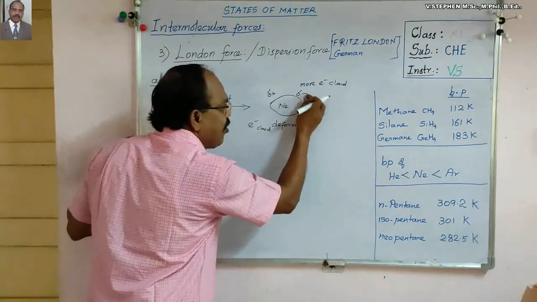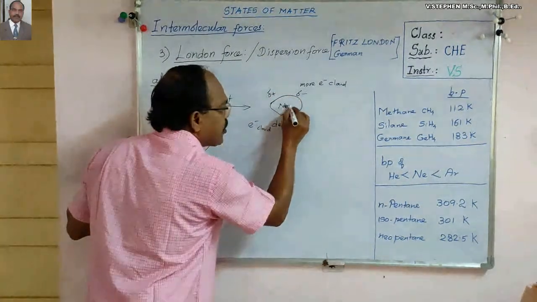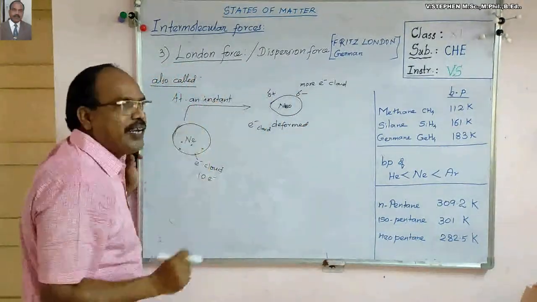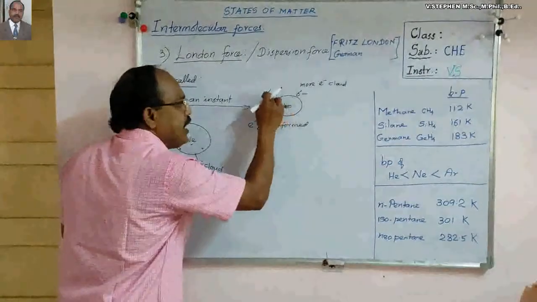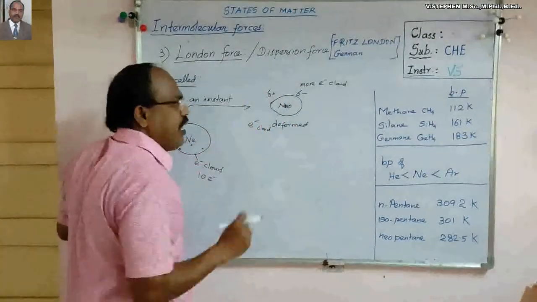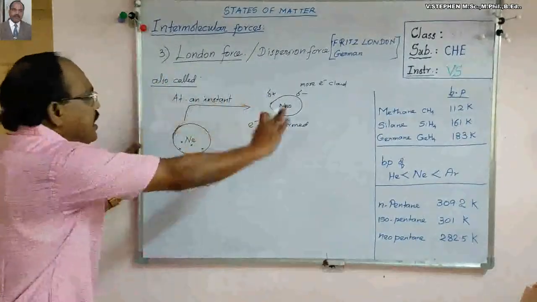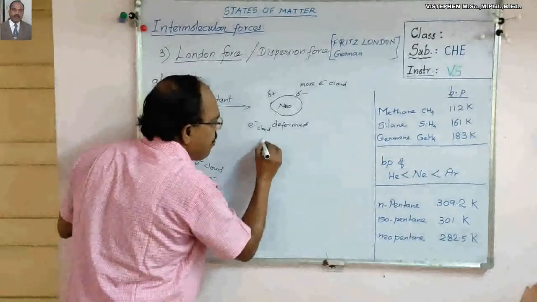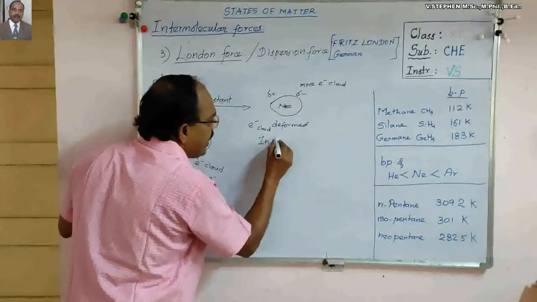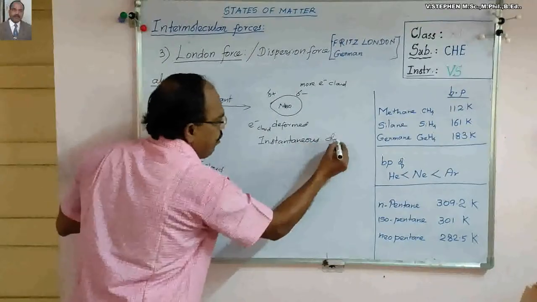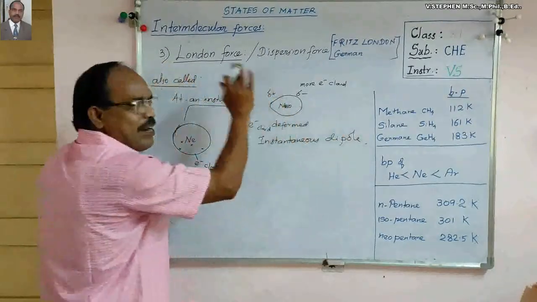More electron cloud means, here the nucleus is plus, the electron cloud being more, it will get some negative feeling. Here, less electron cloud means the nucleus will dominate, and some positive feeling will be there. So this is at an instant, and this is a dipole. Now this dipole is called by the name instantaneous dipole. Okay, instantaneous dipole, remember that.